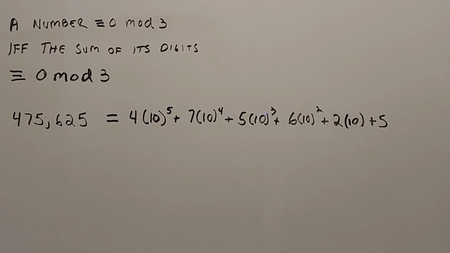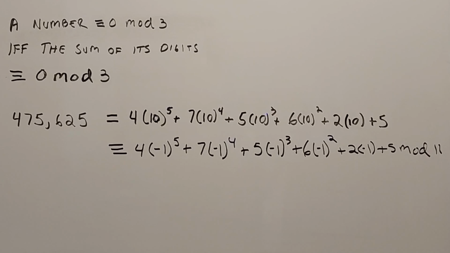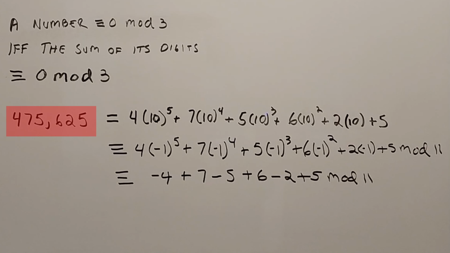Now let's get rid of all this and consider the same example for divisibility by 11. 11 is an interesting case because 10 is congruent to negative 1 mod 11, which means that we can replace each of these 10s with a negative 1 and it will stay congruent mod 11, which means that this is congruent to this. Now, negative 1 to an odd power is always negative 1, and negative 1 to an even power is always 1. So we end up with this alternating sum where we alternate between positive and negative numbers, which means that this is congruent to this.